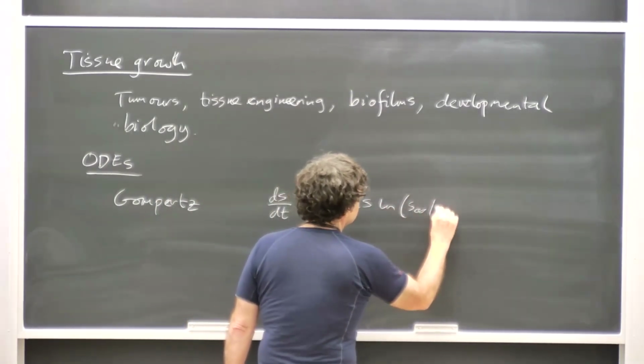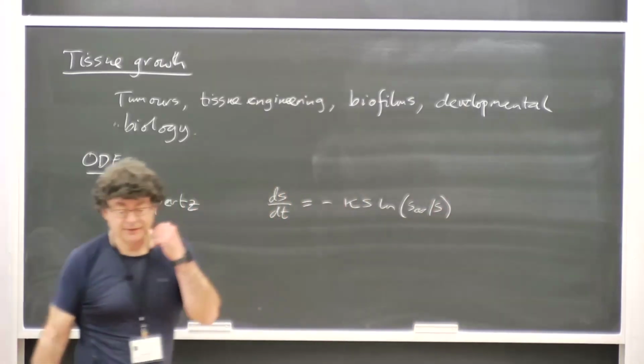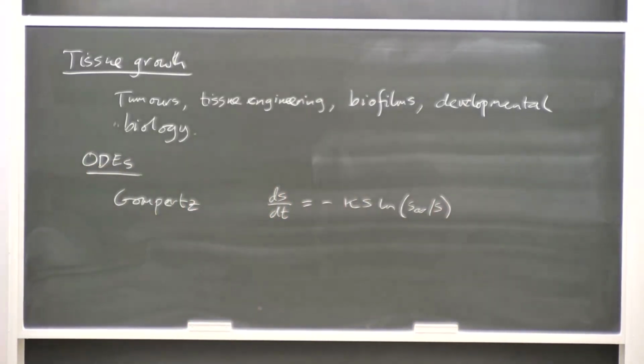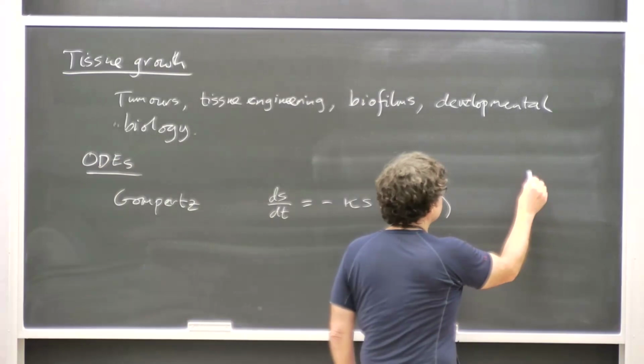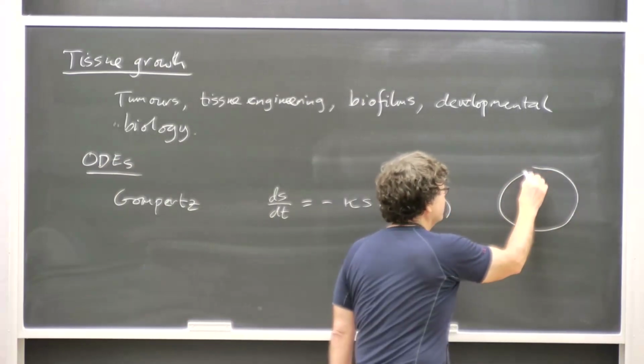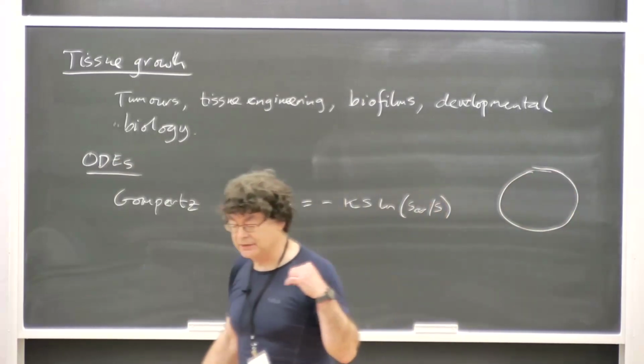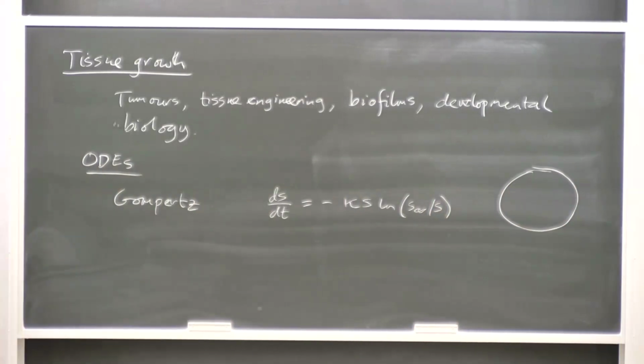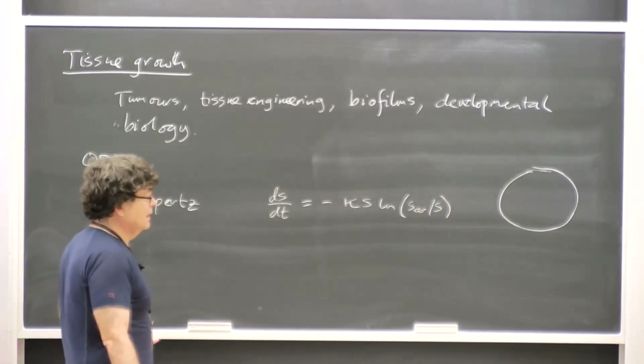It's a slightly odd choice of nonlinearity. S infinity is the final size the thing gets to. S is the radius of the tissue. A lot of the talk will be about the spherical case. Okay, we've heard the standard joke about spherical cows already at this meeting. Remarkably, in vitro, often these things do grow as spheres, but stability is important as well. I'll say a few things about that.